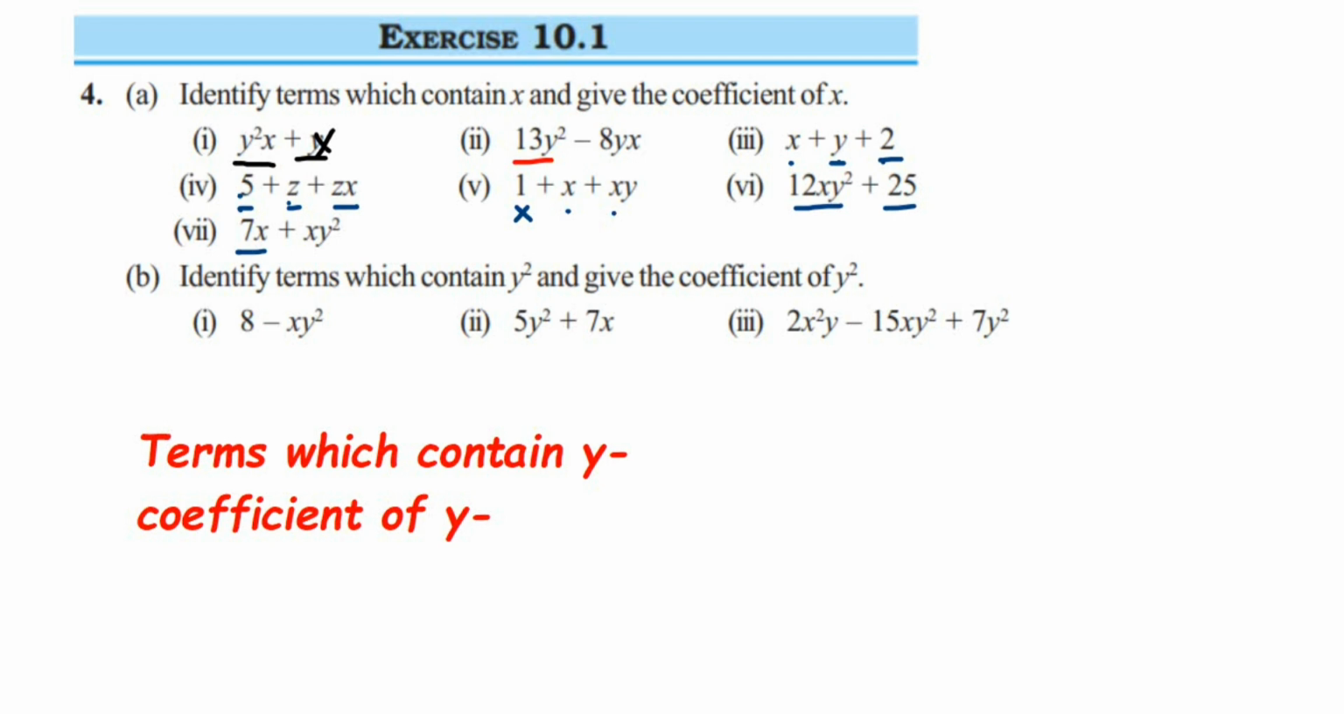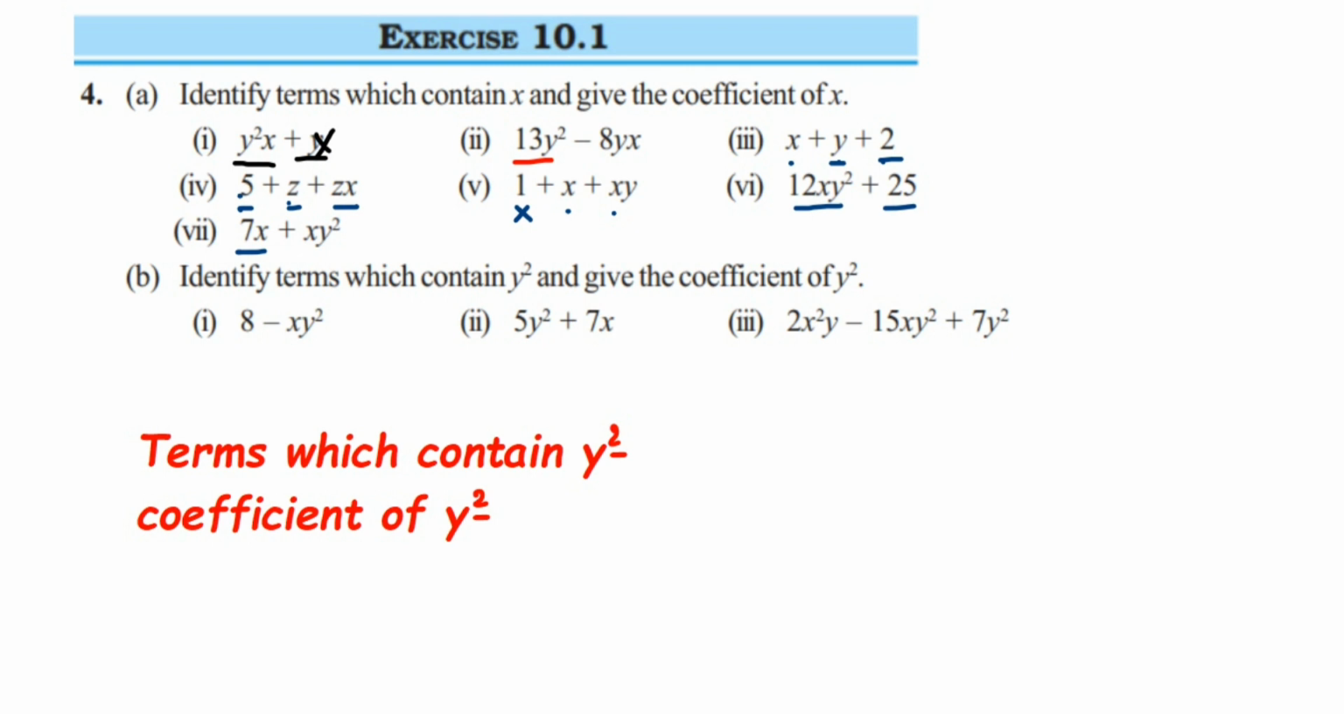Now the second question we're going to do. The second one is to identify the terms which contain y square. They're saying y square and give the coefficient of y square. It's not y, it's y square. So let me write it down here: y square. You write down the terms which contain y square and the coefficient of y square.